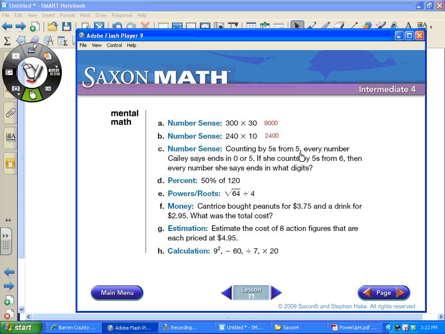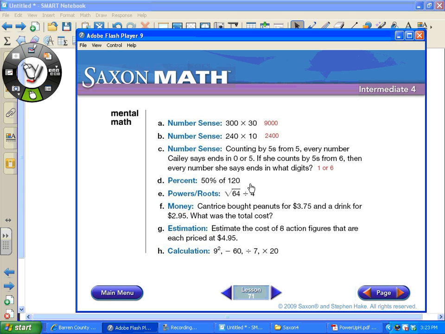Counting by fives from 5, every number Kaylee says ends in 0 or 5. Okay, but if she counts by fives and she starts from 6, then every number she says ends in what digits? Let's try it out. Let's start with 6 and add 5, and you get what? 11. So that ends with a 1. Now let's think 11 plus 5. That's 16. Okay, 16 plus 5, 21. 21 plus 5, 26. So we've gone far enough in the pattern to know that if she counts by fives from 6, every number she says ends in digits 1 or 6.